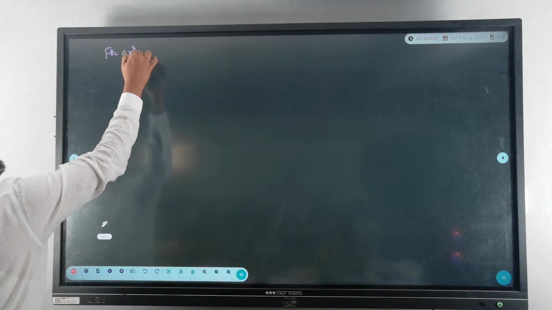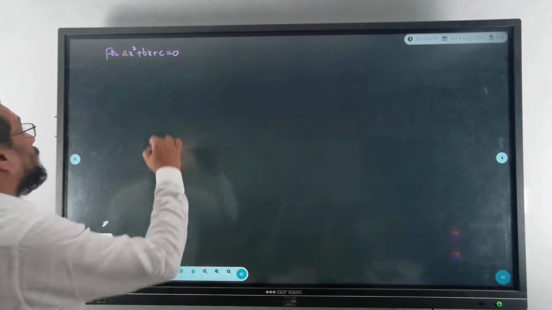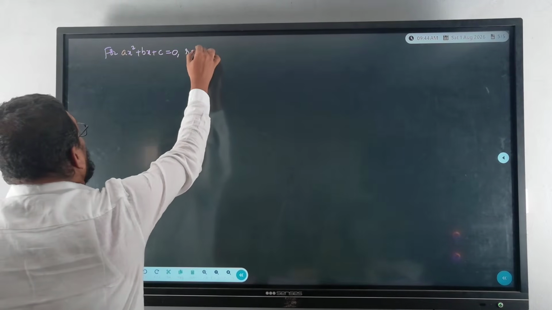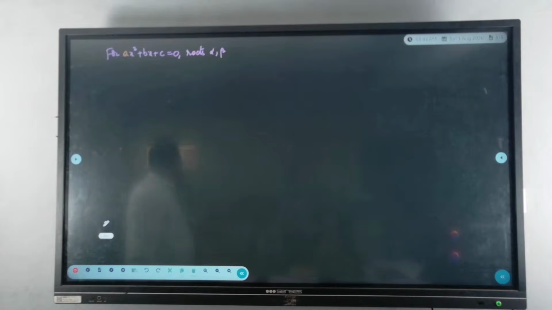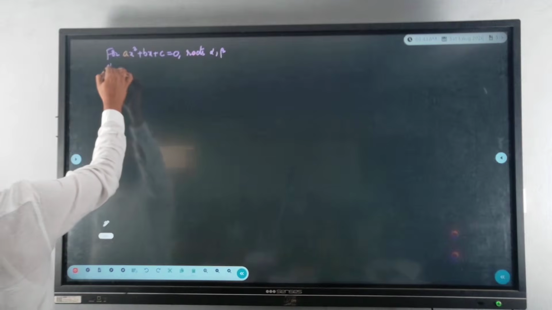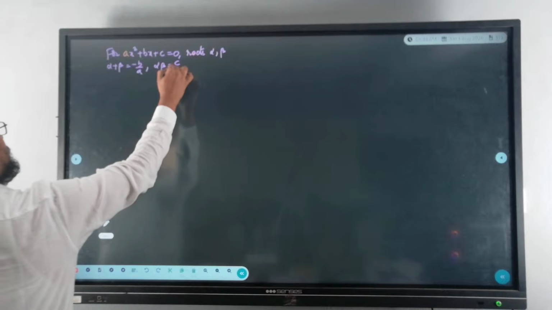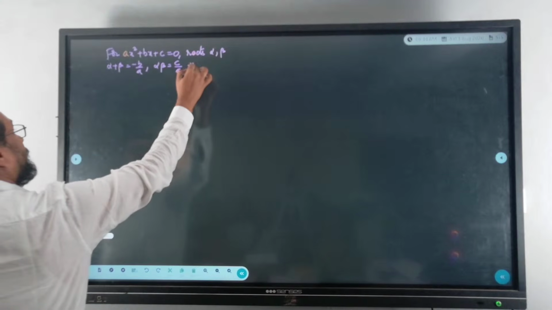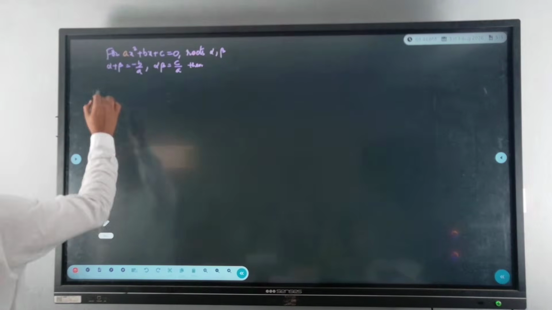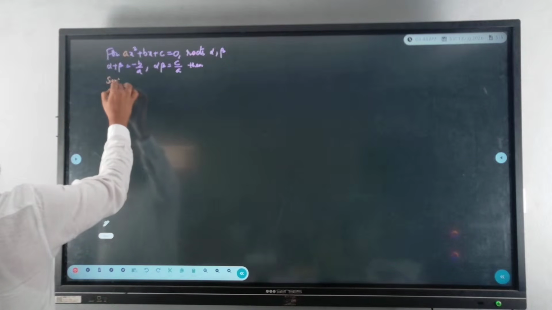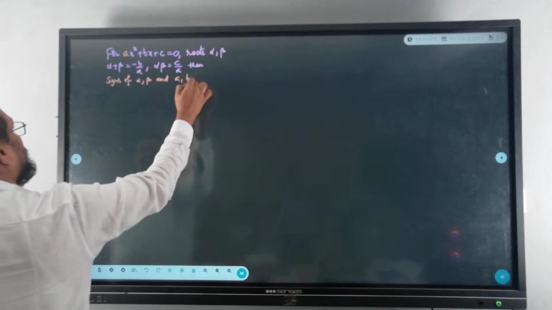For x square plus bx plus c equal to 0, with roots alpha comma beta, alpha plus beta is equal to minus b by a, alpha beta is equal to c by a. Then the signs of alpha comma beta and a comma b comma c, let's see what they become.